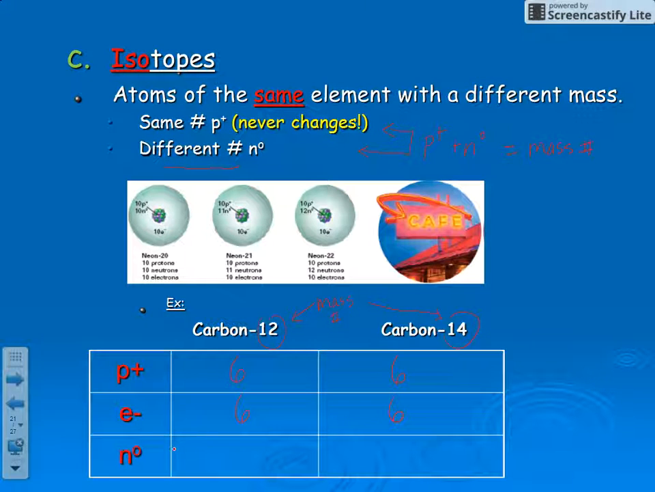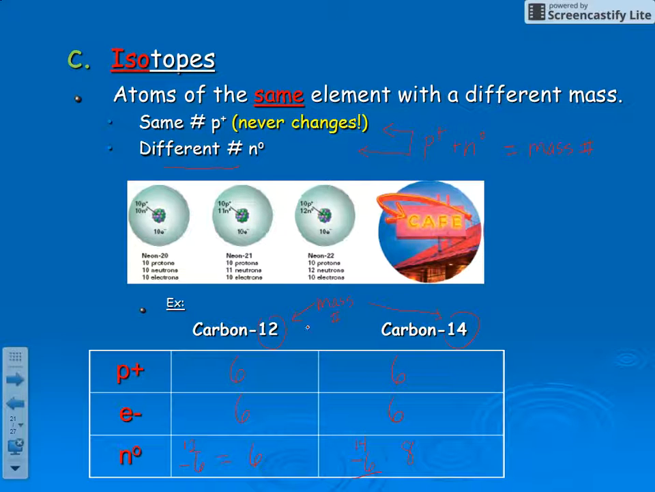So here, to get your neutrons, you take the mass number. This is 12 for this carbon. You subtract your protons from it. 12 minus 6 is equal to 6. It has 6 neutrons. With the second isotope we see here, we have 14 for the mass number. You subtract your protons, 14 minus 6, and that's going to give you 8 for the neutrons.